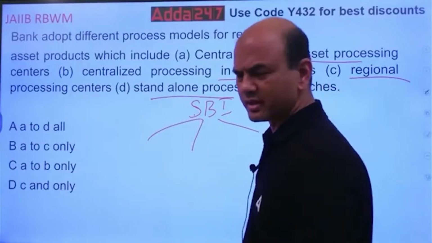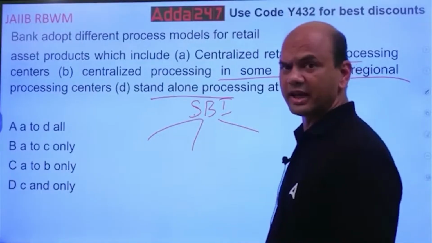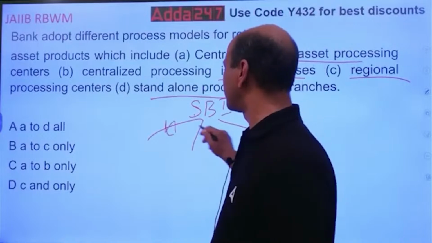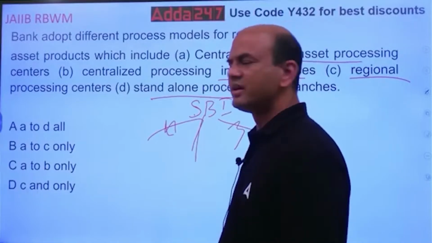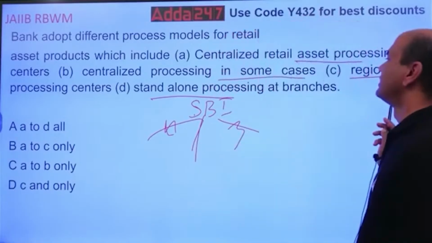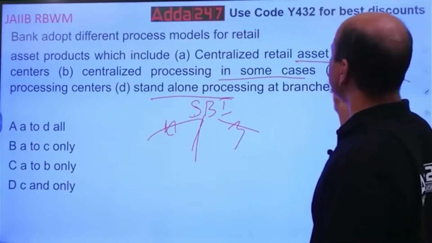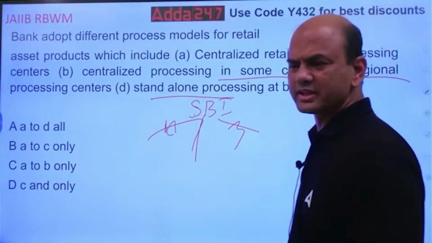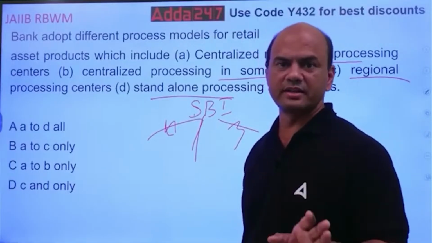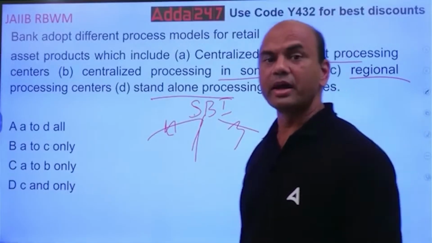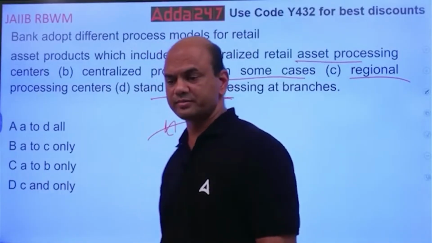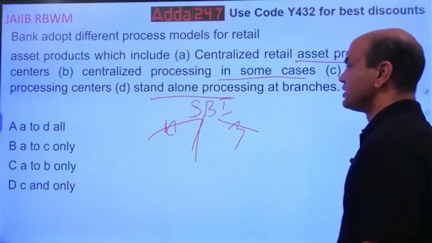If it's a smaller bank, in that case it can have a single center. These others are not required, only one, because it depends on the volume. So whether you call it regional, central processing, or central asset processing, it's roughly one and the same. The logic is that the branch is not processing it. That is the basic logic. Got it? So the answer is what?